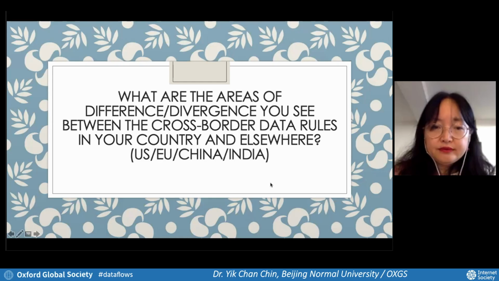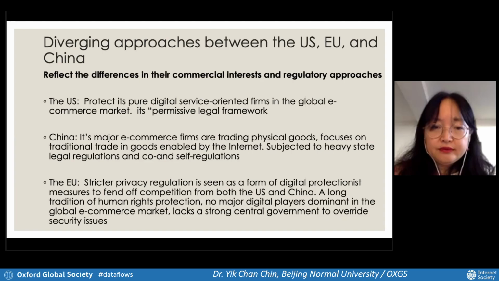What are the differences and divergences you can see between the three regions, the US, EU, and China? Before I go to the differences, I would like to point out why there are differences, because it reflects the commercial interests and the regulatory approach of those three regions. For the US, the commercial interest is to protect digital service-oriented firms. And the US regulatory model is a permissive legal framework, which means they minimize state intervention in regulating the market.